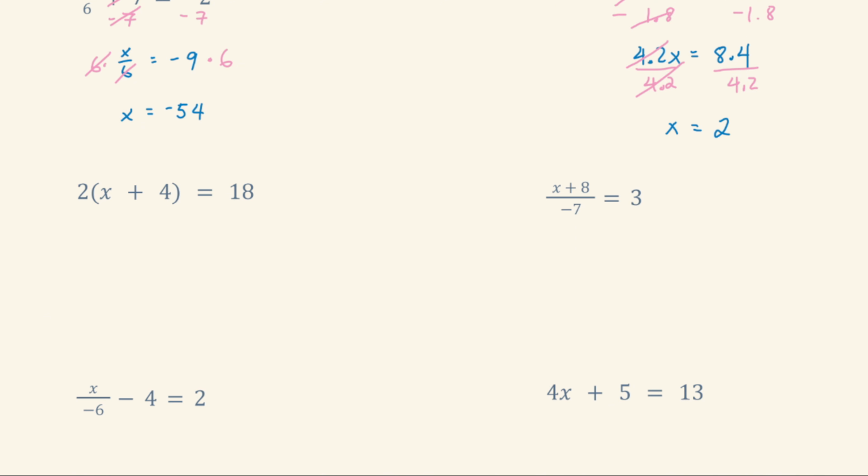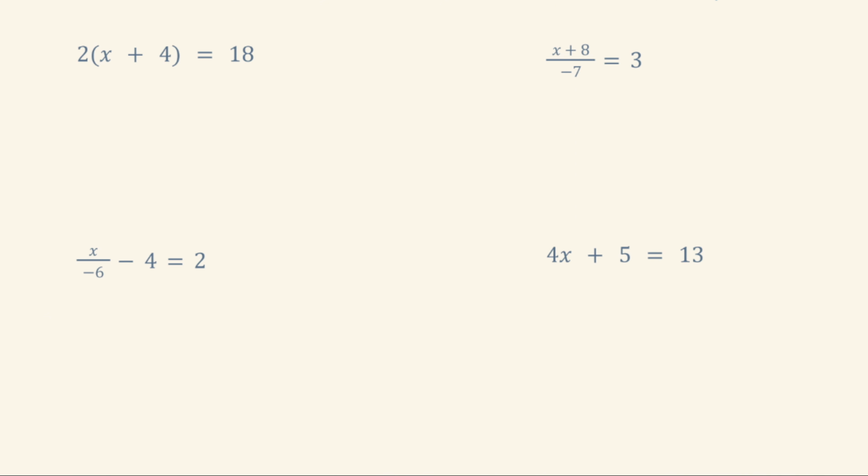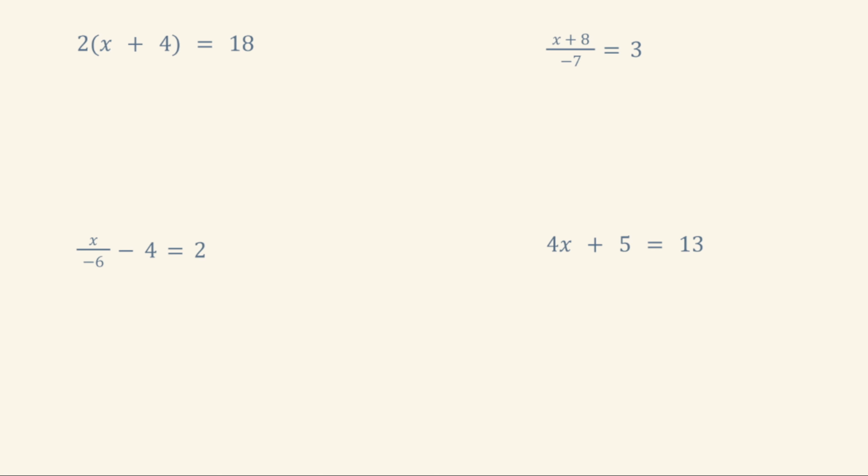Now going to the next question here. This one seems a little bit more complicated, and we've got an extra step here, but that's all right. So we've got 2 times this sum. So there are 2 different ways you could do this question, okay? And I'll show you both ways.